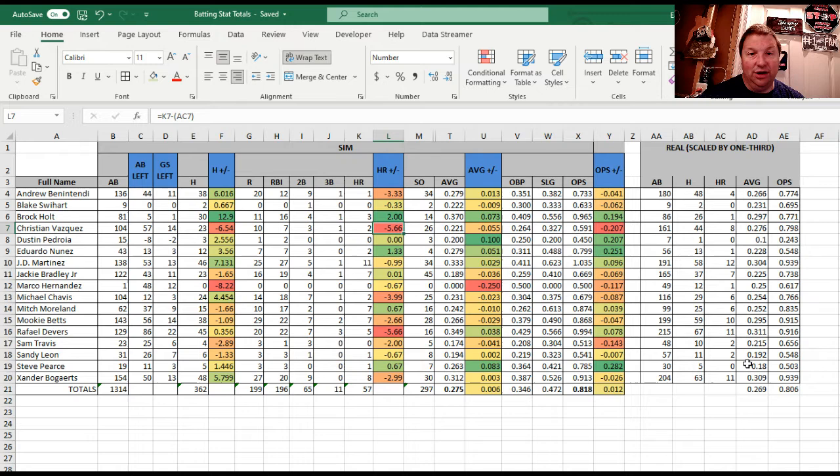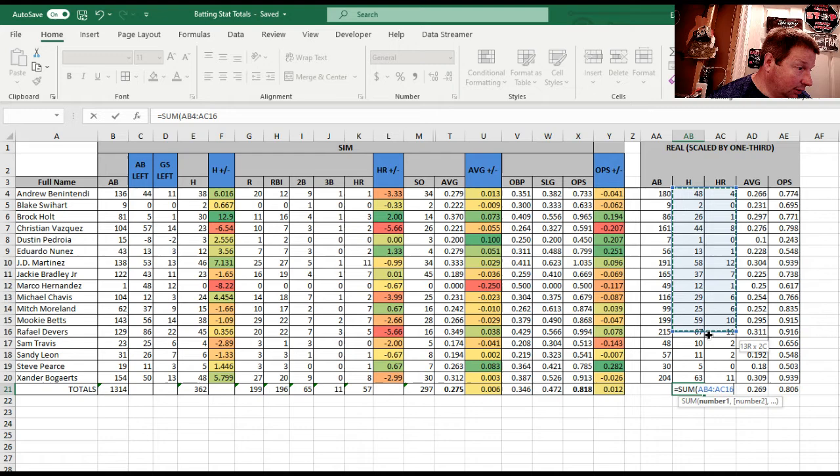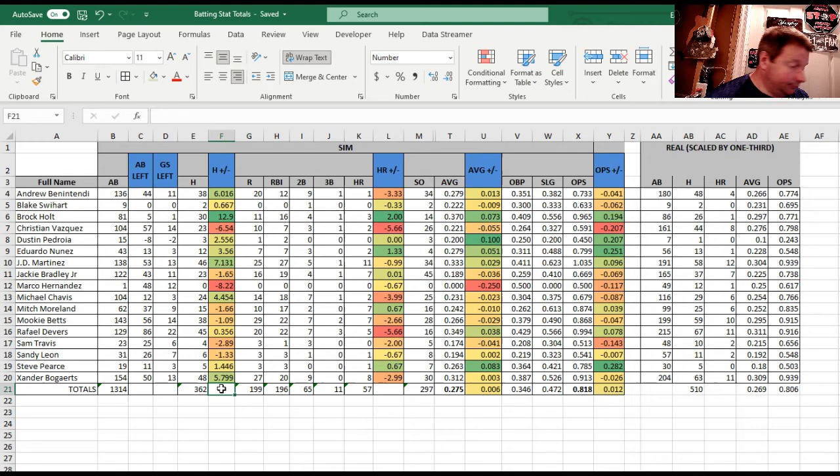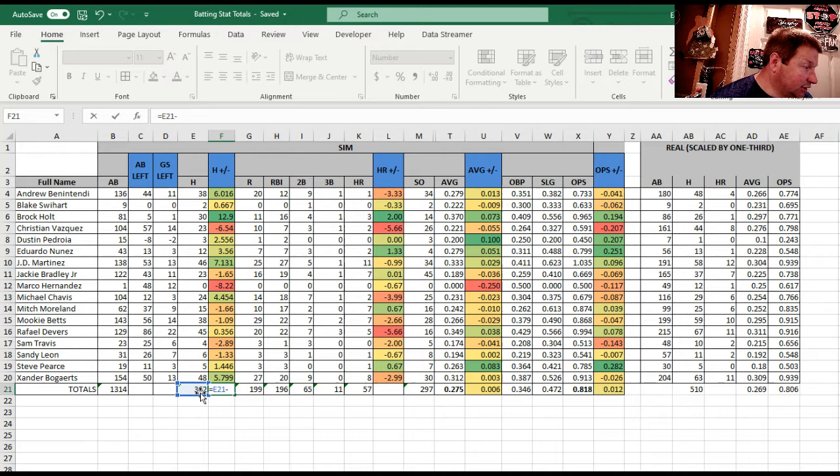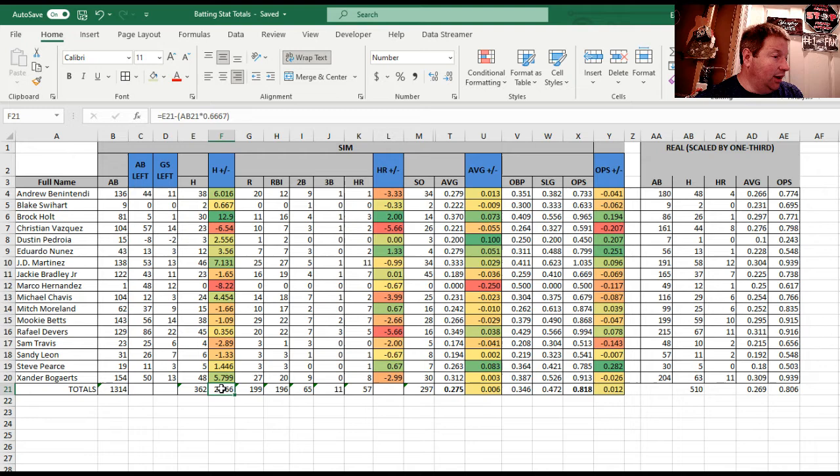But as far as the hits go, you can see here it's mostly in the middle. I could do this right now. Let's go, first let's sum these guys, right? And then equals that minus this times 0.667. All right, so we're 21 hits ahead of the game right now.